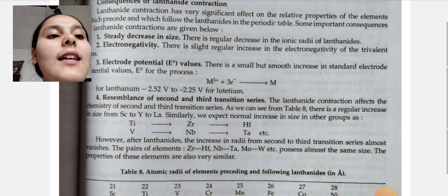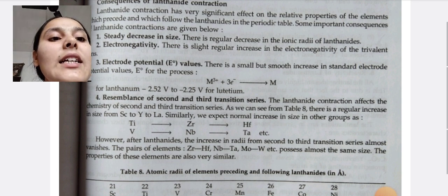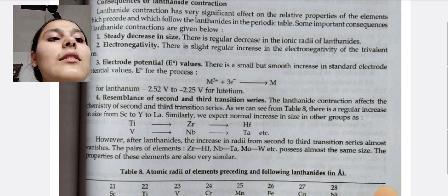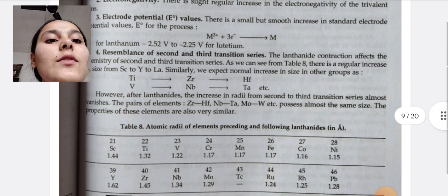As we can see from table 8, there is a regular increase in size from scandium to yttrium to lanthanum. Similarly, we expect a normal increase in size in other groups. However, after the lanthanides, the increase in radii from second to third transition series almost vanished. The pairs of elements Zr-Hf, Nb-Ta, Mo-W, etc. possess almost the same size. The properties of these elements are also very similar.